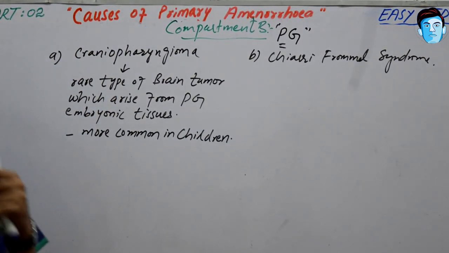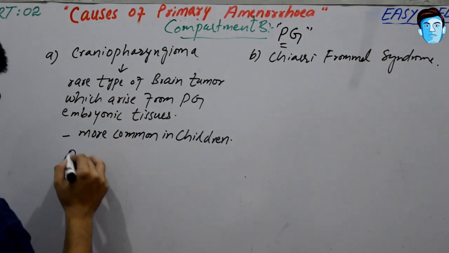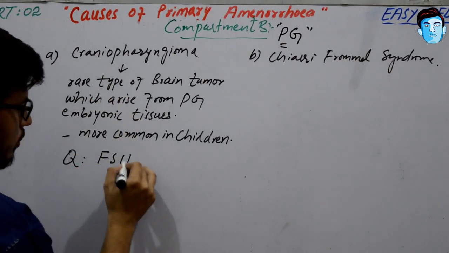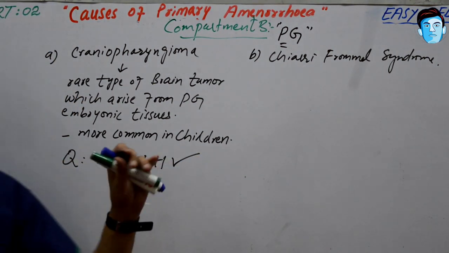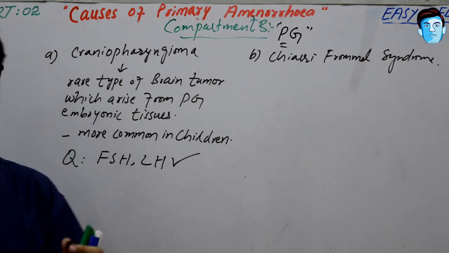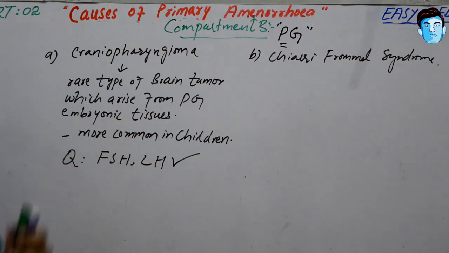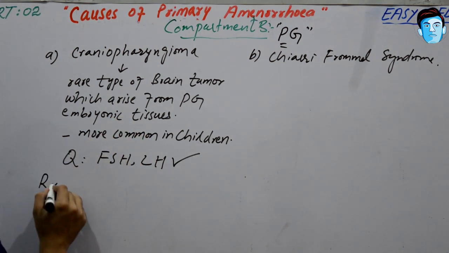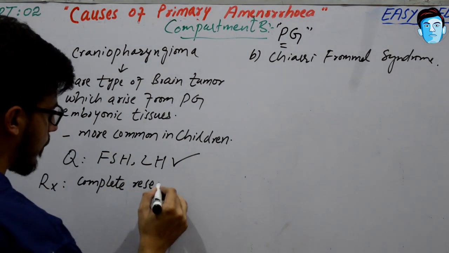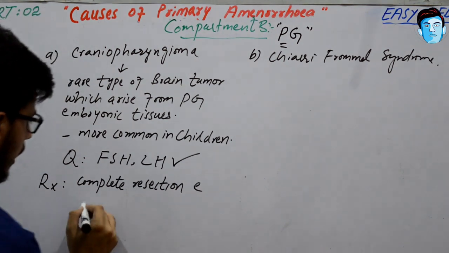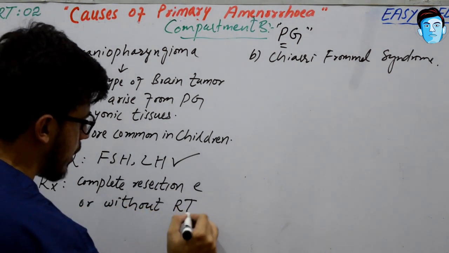And there is a question, which kind of hormone is affected in craniopharyngioma? So the answer to the question is follicle-stimulating hormone and luteinizing hormone. So follicle-stimulating hormone plus luteinizing hormone are the hormones which are affected in craniopharyngioma. So how would you treat a patient with craniopharyngioma? That is complete resection with or without radiation therapy.